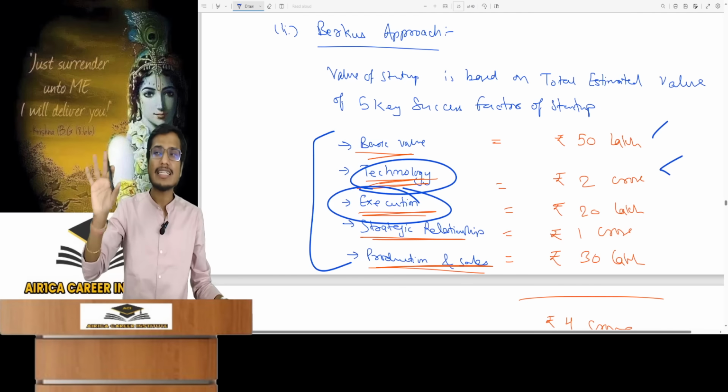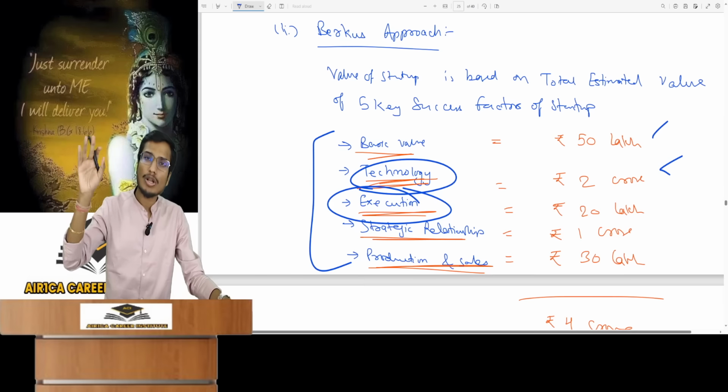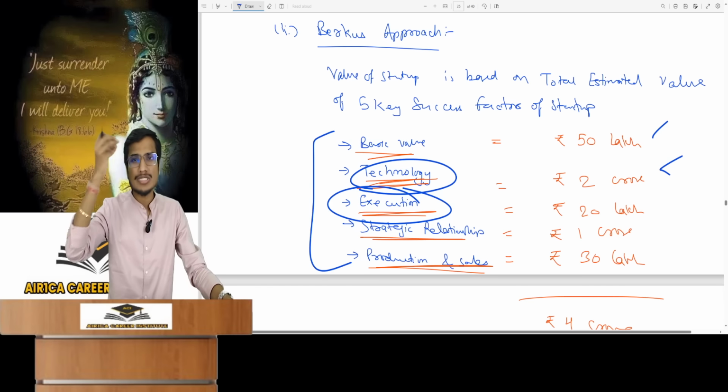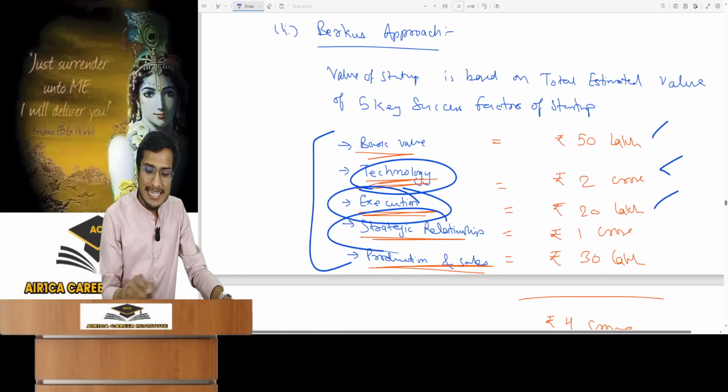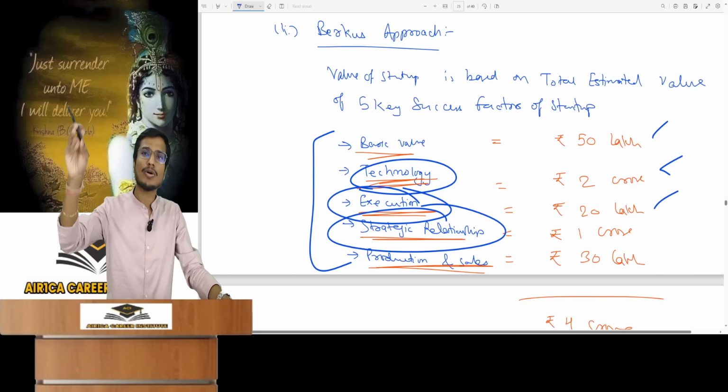After this, how good is the startup's execution? Because it has the technology, but its founders don't know how to run the business. They won't be able to run it that well. Its value was 20 lakh rupees. Next, what are the strategic market relationships of this startup?